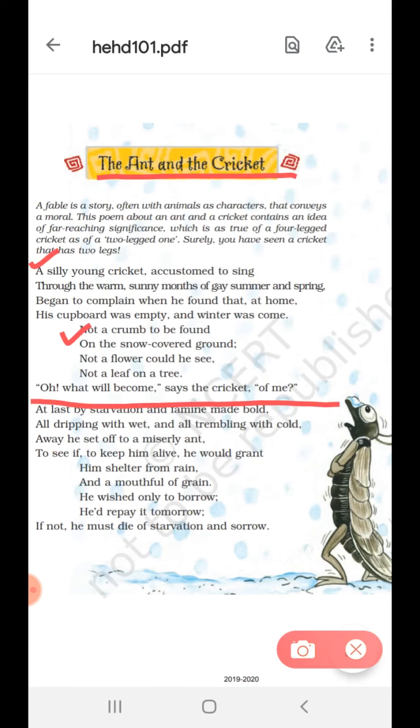So here the poet tries to tell that there was a cricket. A cricket is an insect which is similar to a grasshopper. The cricket was young and not so wise. He had the habit of singing during happy times, that means during the daytime and night time when it was the summer season.